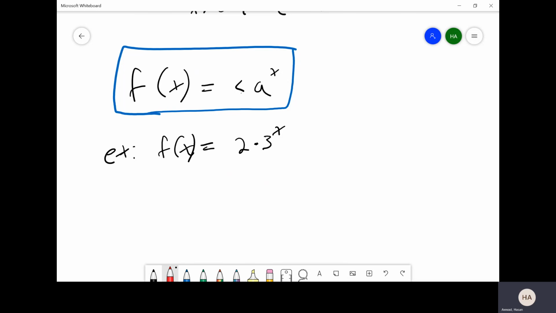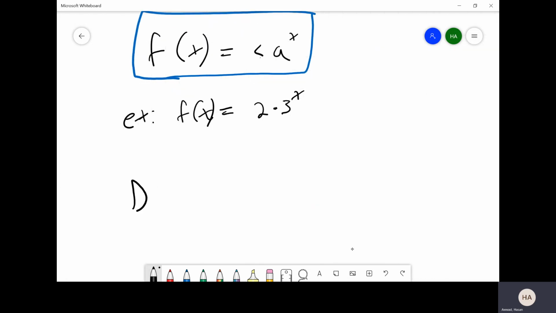Okay, so the domain of an exponential function, and I'm just going to abbreviate this, just like polynomial functions, is all real numbers. You can plug in any number for x, and that's still going to be an exponential function. Even if x is negative, it's still going to be an exponential function, and we'll take a look at that in just a second. So let's just get this out of the way.